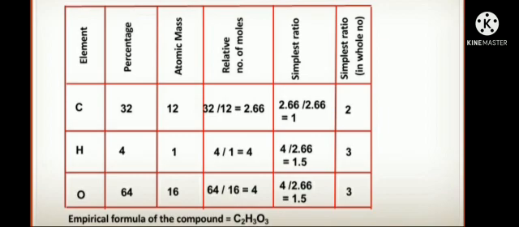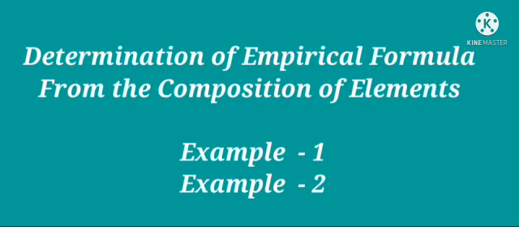Finally, the empirical formula is C2H3O3. For the given composition, the empirical formula is C2H3O3. Hence, we completed example 1. It is an important question asked in 11th standard public examination. By taking example 1 and example 2, we determined the empirical formula from the composition of elements. Hence, we completed determination of empirical formula from the composition of elements.